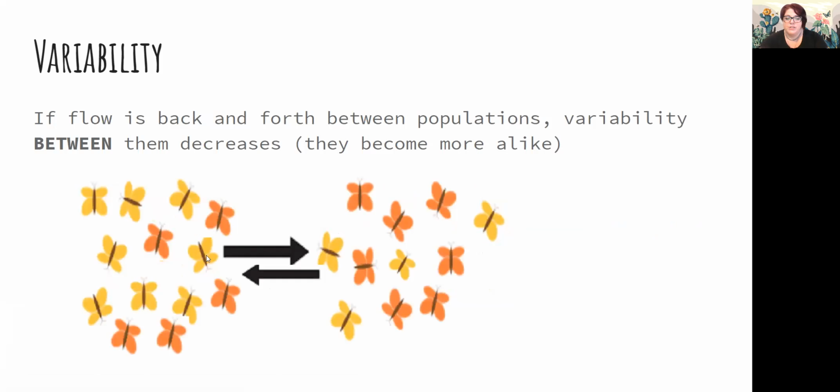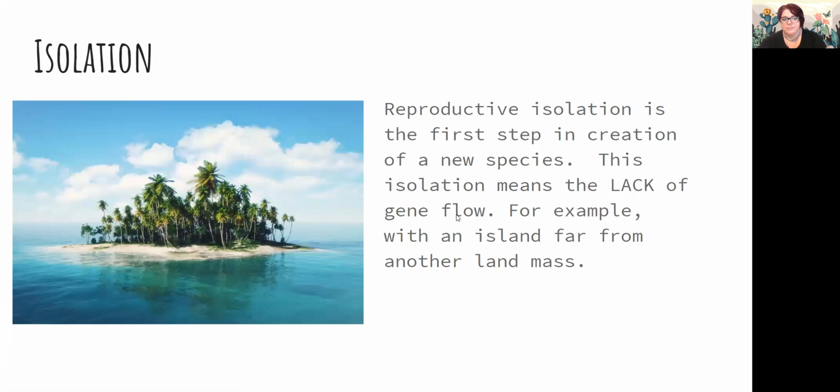However, if these two populations are mixing together, so there's yellow individuals coming here, orange going back over there, what happens is that the variability between them decreases, which means they become more alike. So these two populations that were once distinctive now are looking more similar. So in variability, it's also an increase and a decrease.